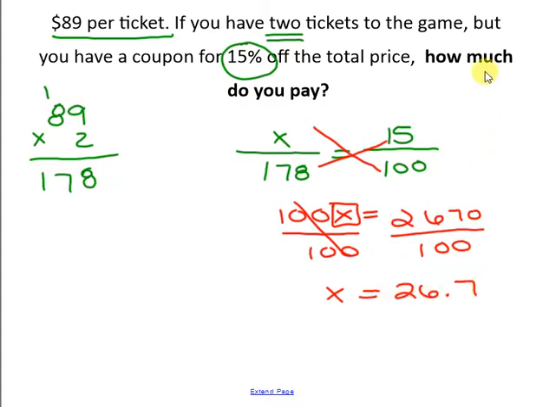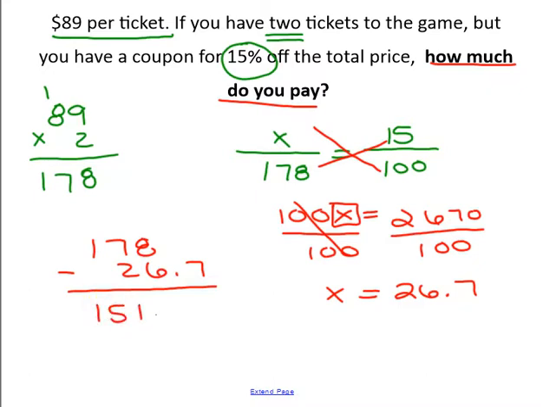That's how much I'm going to save, but it's asking me how much I'm going to pay. So again, I need to take the original price, 178, minus my discount. Now, when I do 178 minus 26.7 in the calculator, it's going to give me 151.3. But I know with money goes 2 spots after the decimal. So I need to add something here so I have 2 numbers after the decimal. So I'm going to add a 0. So the total I'm going to pay for my tickets is $151.30.